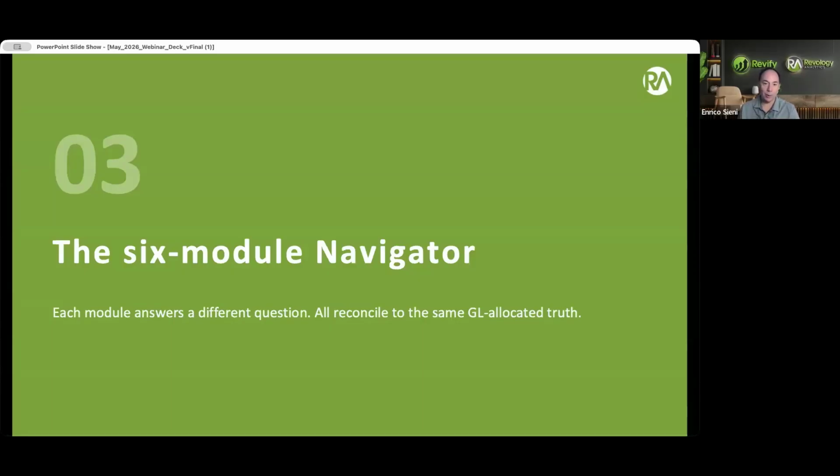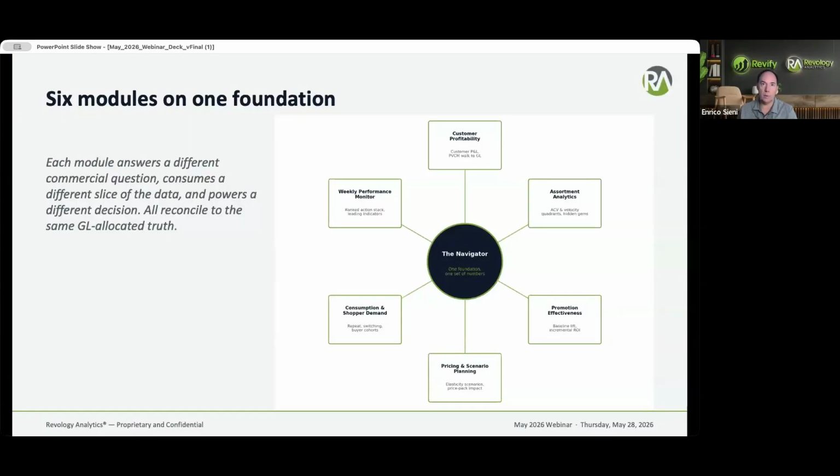All right, thanks, Armin. That was great. So let's talk about the Navigator and go in detail. So we have 6 modules in the Navigator. They all answer different commercial questions, but they all reconcile back to the same general ledger truth. And that's what makes them a system instead of 6 disconnected reports.